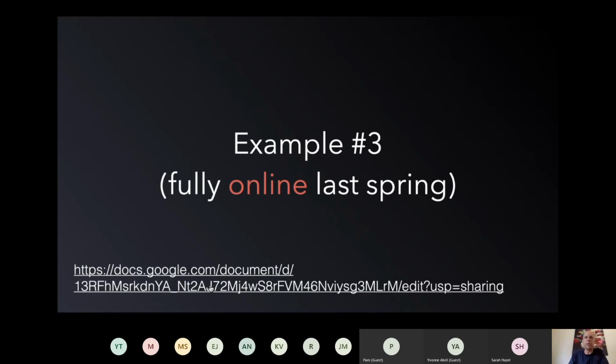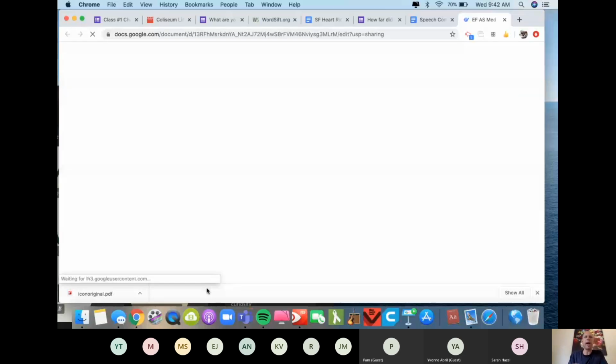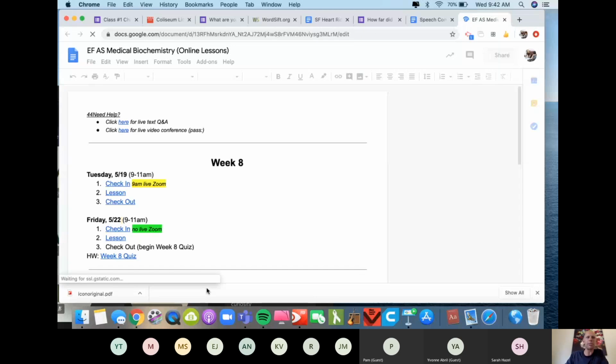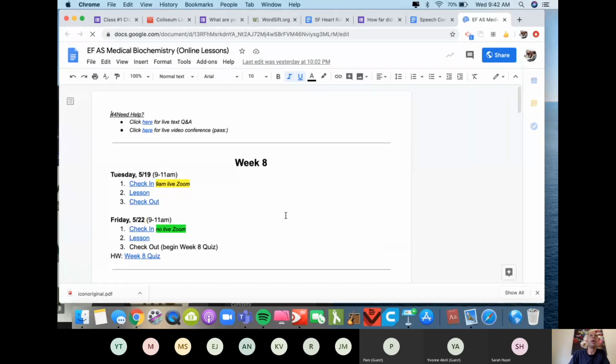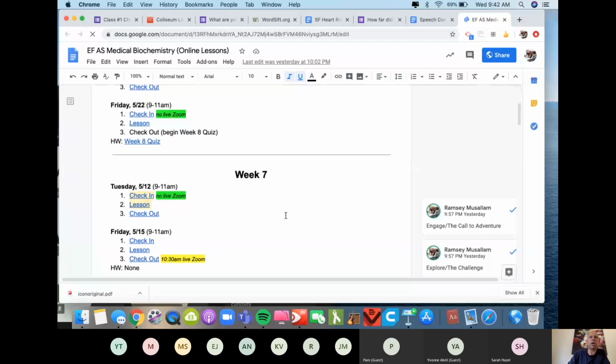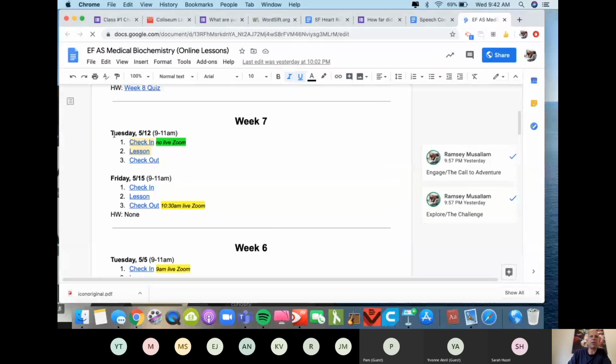I'm going to pull up an example from an advanced biochemistry class I taught last spring, and I want to show you the way that I set up my class for distance learning and how I couch this idea of the hero's journey in it. So I'm going to talk about this class here. I have it highlighted right now. This is where it says Tuesday 5/12, week 7.